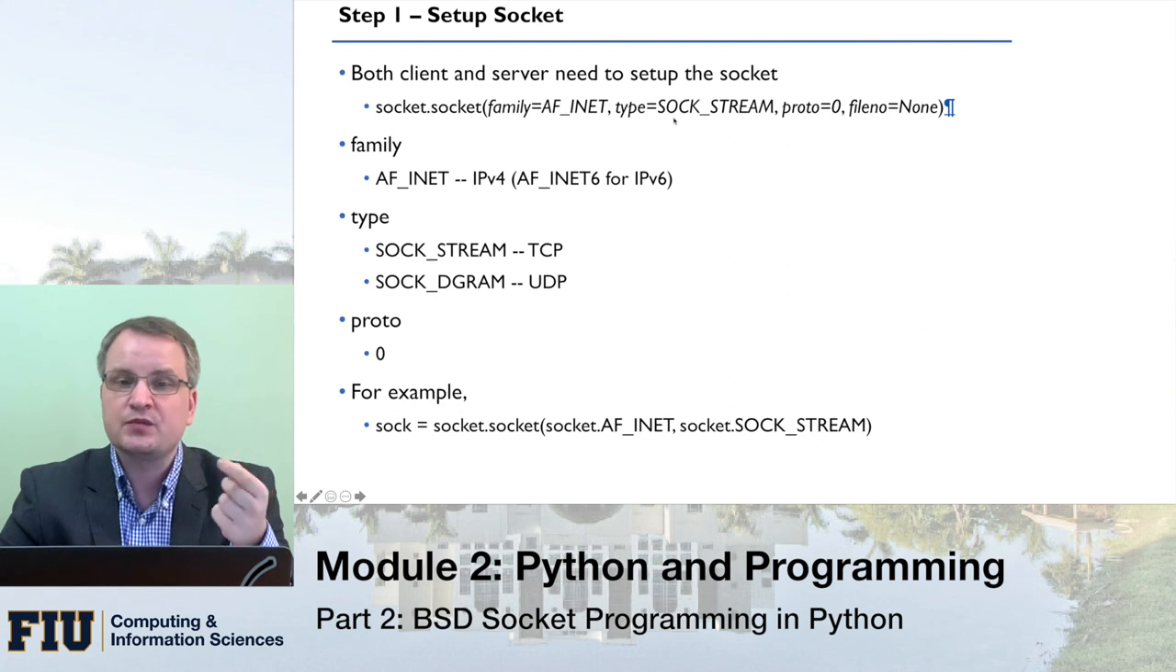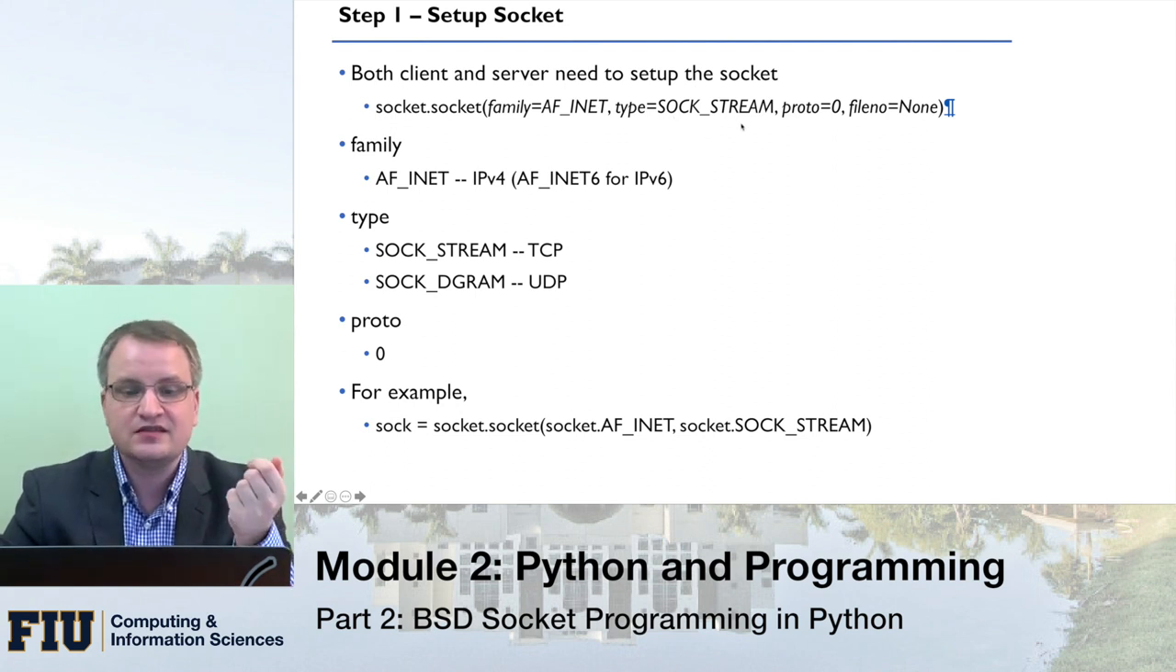Then you specify the type of the socket. SOCK_STREAM actually represents TCP. For UDP, there will be a different one, which is SOCK_DGRAM, the datagram protocol. For the protocol, I don't remember what exactly this proto number is, and you don't really need to worry about this fileno parameter. This is something Python specific.